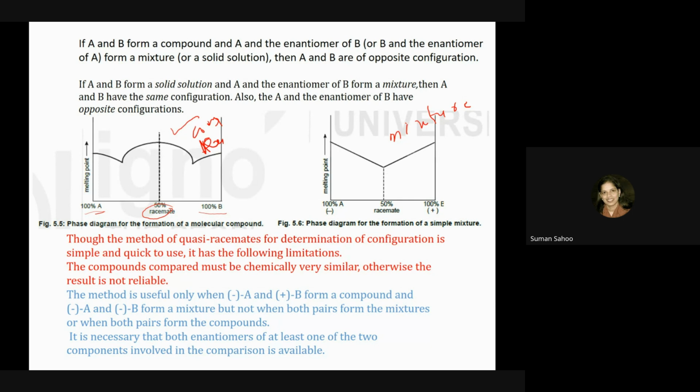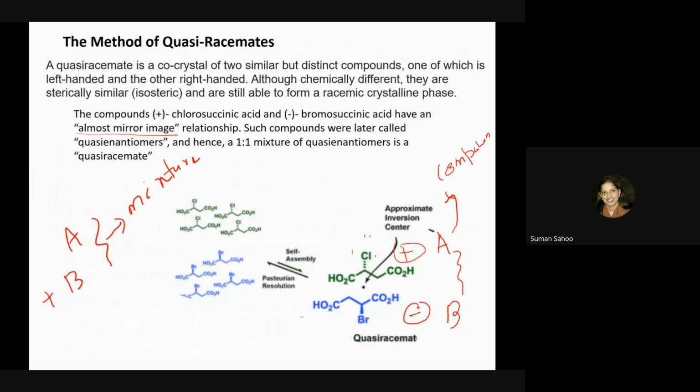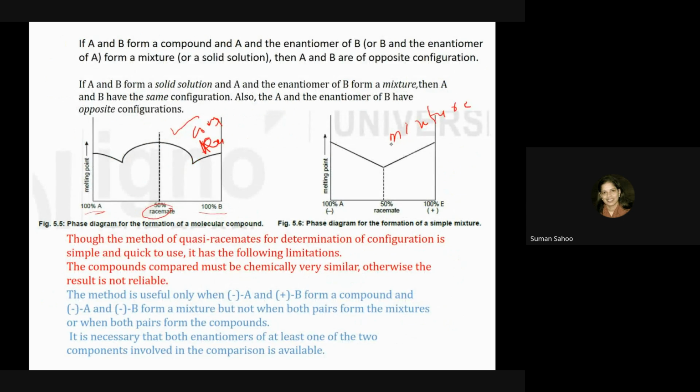If they form the mixture, then A and B should be of the same configuration. As you see here, A and B are forming a quasi-racemate. A is plus and B is minus. But if they are not forming a compound, if they are forming a mixture, they would have the same configuration. So from this, you can find out the configuration of your unknown compound by forming this quasi-racemate with a compound whose configuration we know. So that is the method of quasi-racemate.